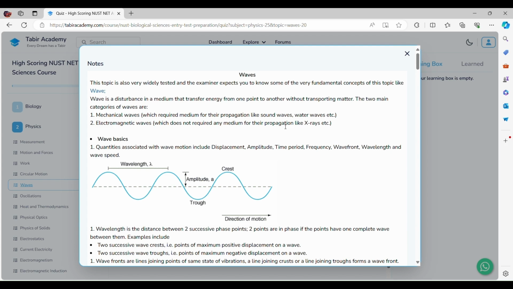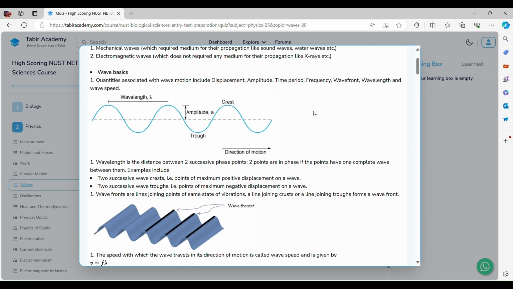The two main types of waves are mechanical and electromagnetic. Mechanical waves need a medium for their propagation, whereas electromagnetic waves do not need a medium for their propagation. An example of an electromagnetic wave is X-rays, whereas sound waves and water waves are examples of mechanical waves.